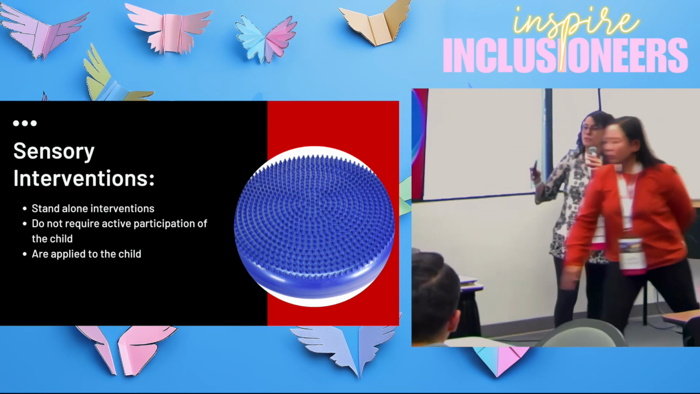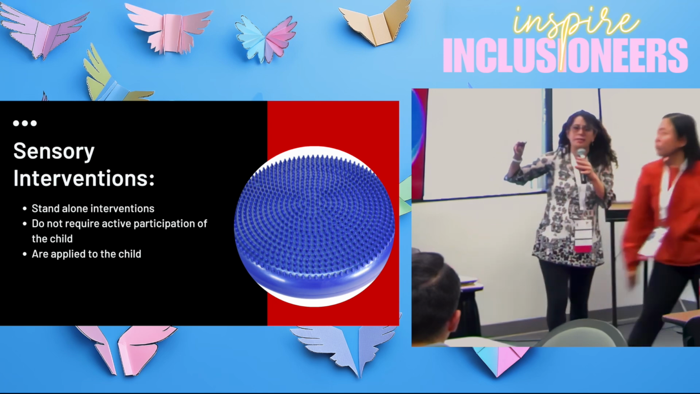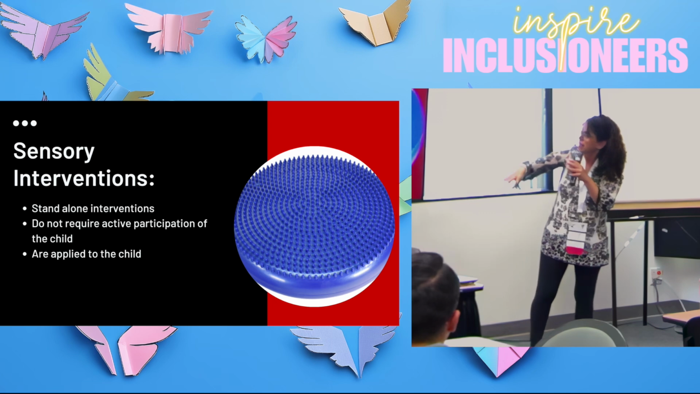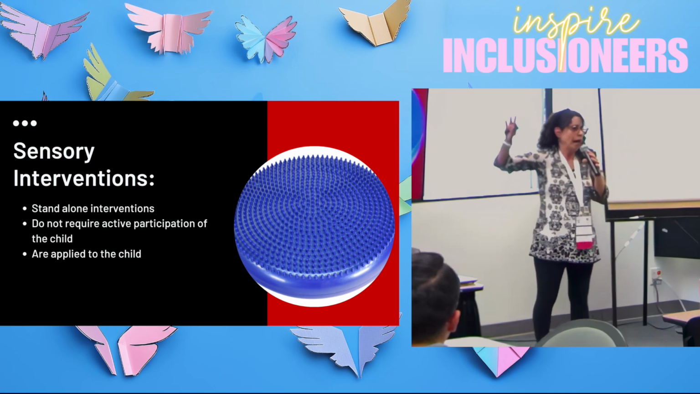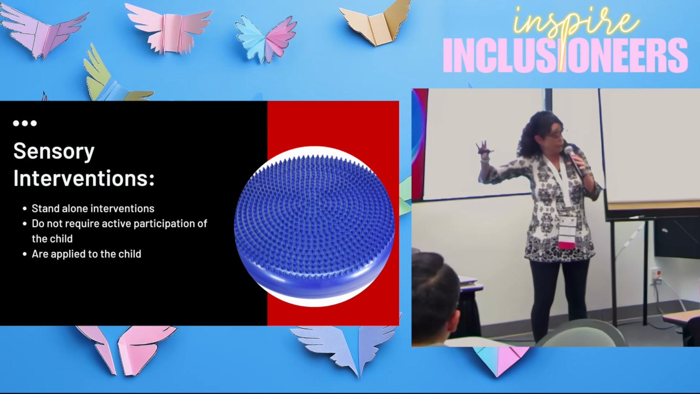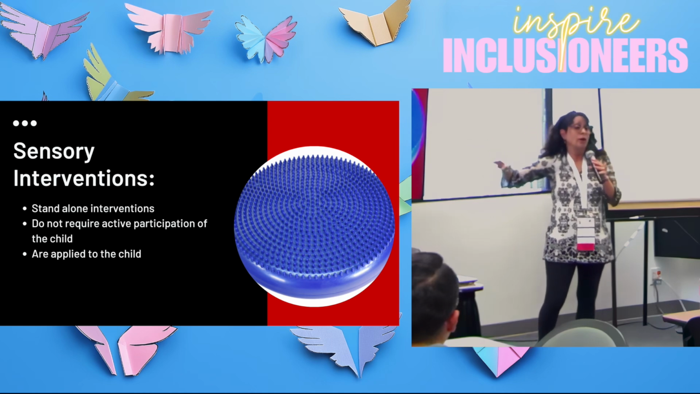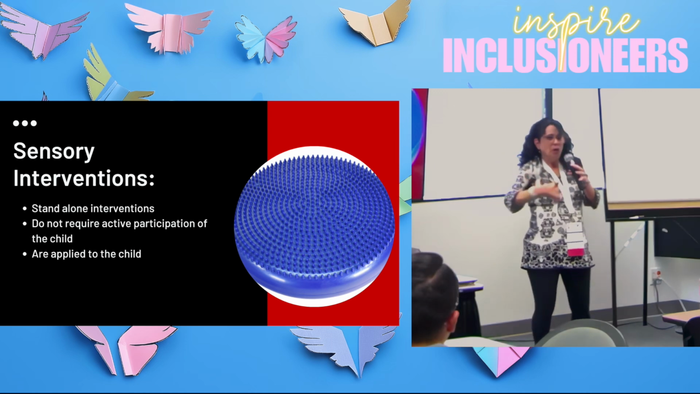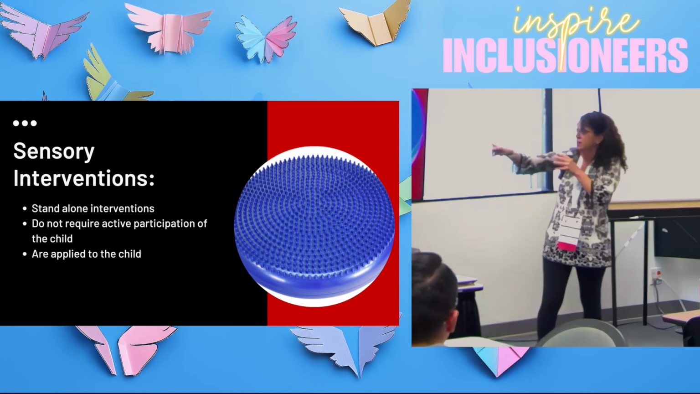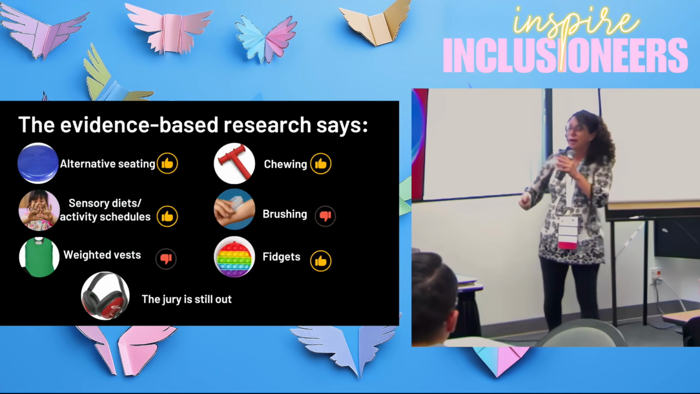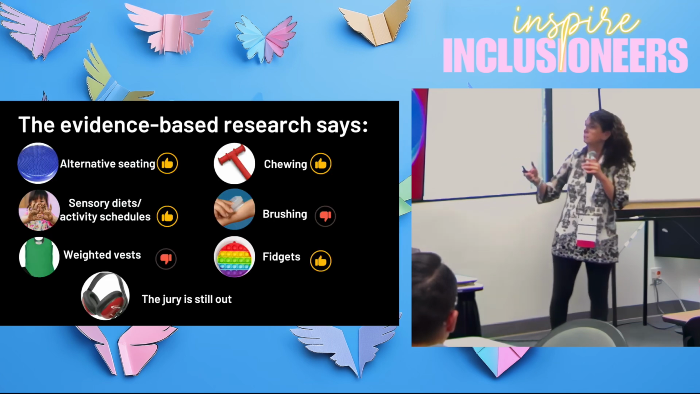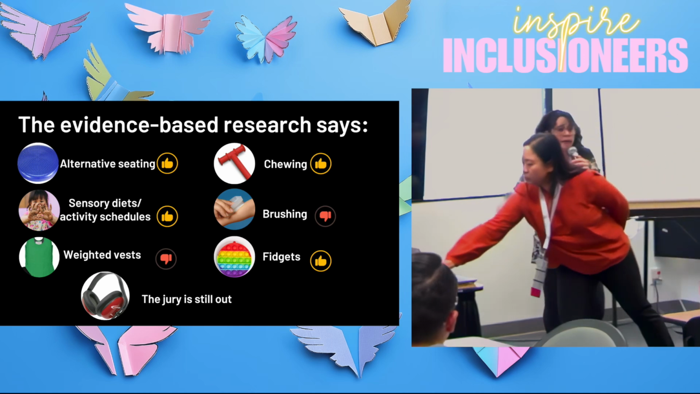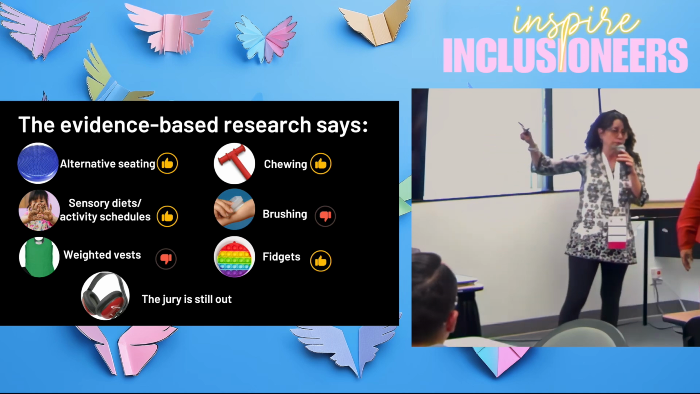Now, what is a sensory-based intervention? It is a standalone intervention. It's something that you do to a child. It does not require the active participation of the child, but the child can participate if they so wish. Like, for example, putting a child at a sand and water table or giving them a fidget. It's an example of something that they can actively participate in. However, a lot of these don't work, and the evidence-based research shows they don't work.